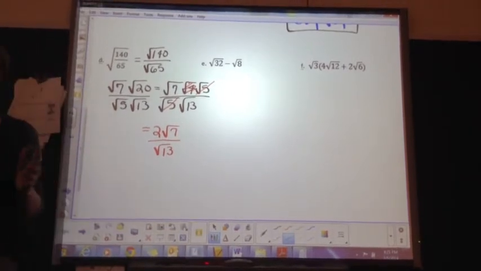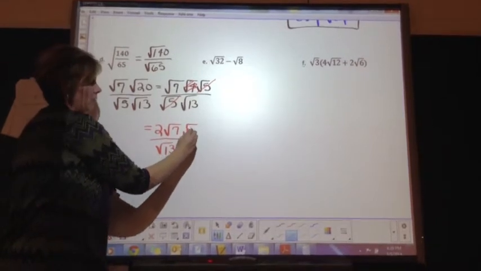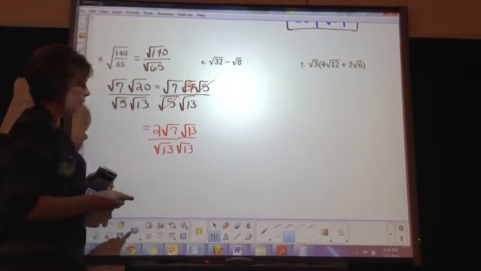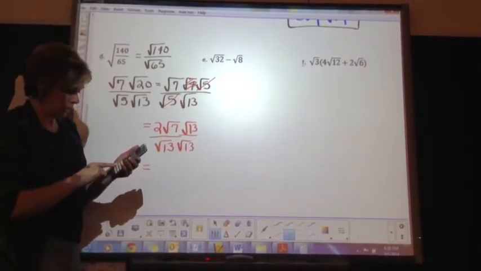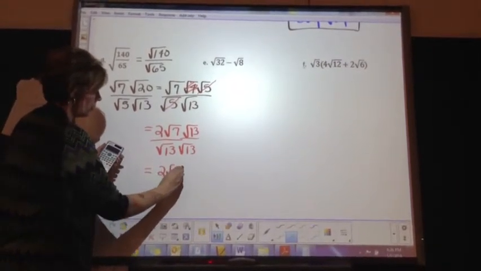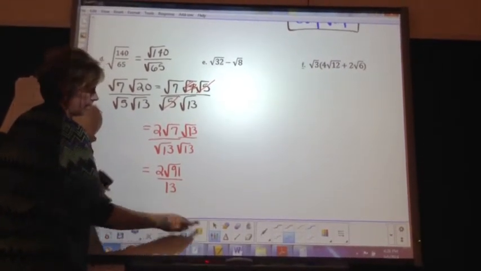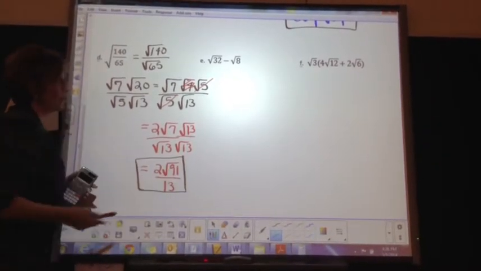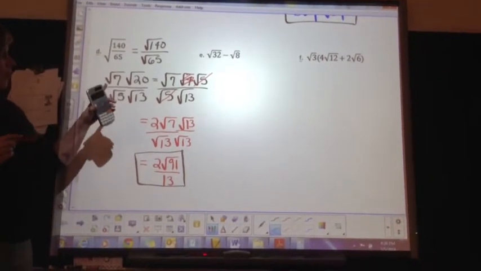The only problem is that we don't want to leave a radical in the denominator. So I'm going to have to rationalize the denominator by multiplying both top and bottom by the square root of 13. Okay, so when I do that, I need to figure out what 7 times 13 is. That's 91. So I have 2 times the square root of 91 over 13. Okay, and that is this answer simplified.